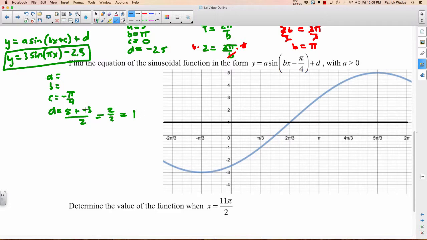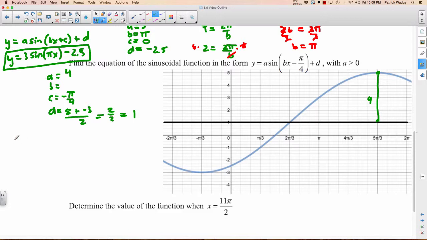That also tells us that the d value is 1. That's why I wrote it in right here, right? Your d value is 1. Now, to get your amplitude, you ask yourself, from the maximum point to the midline, how much is that distance right there? That's from 1 to 5, so it's 4. Your amplitude is 4.